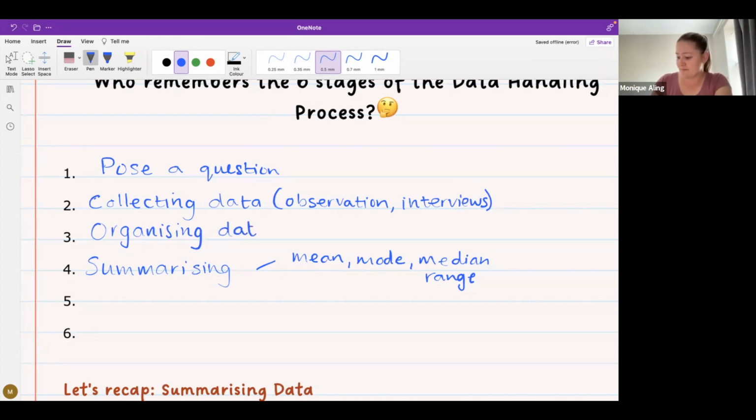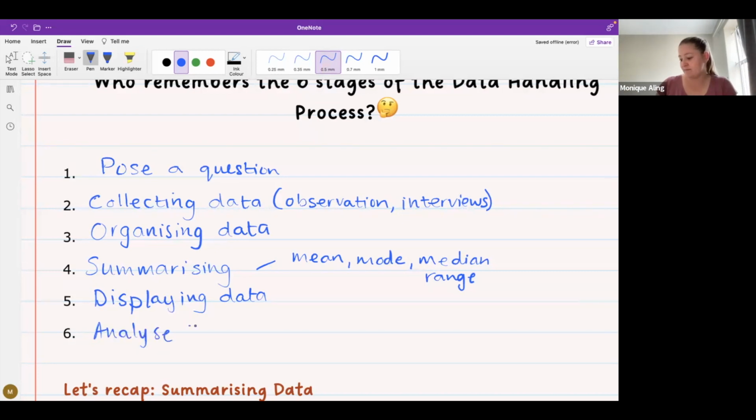Then Zoleka in the chat says representing data. Oh, beautiful. Thank you. I think it's all coming back to us now. We've spent quite a bit of time with representing data, which is displaying our data or representing, and we do that with our graphs. And 6, analyze and interpret. Yes, Ayabonga provided that one for us in the chat.